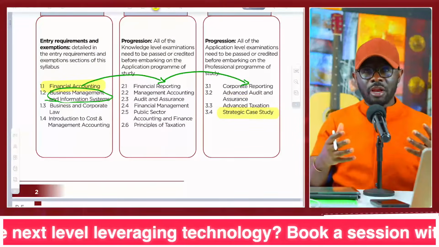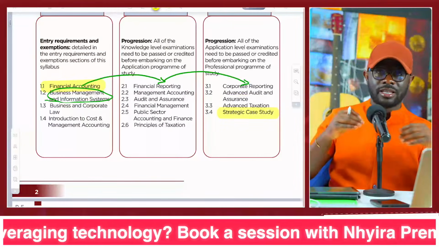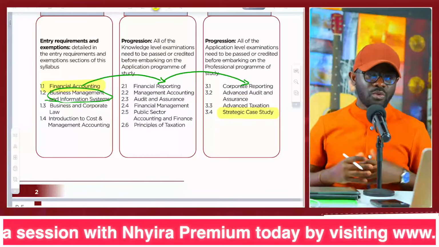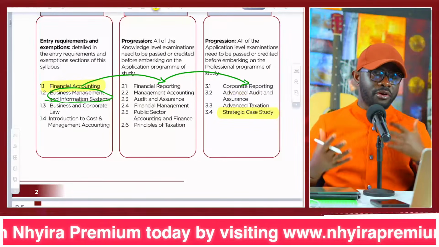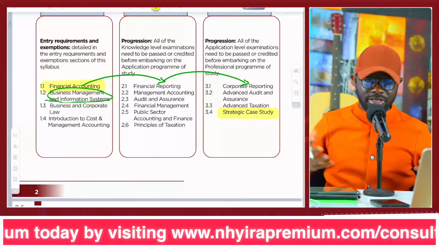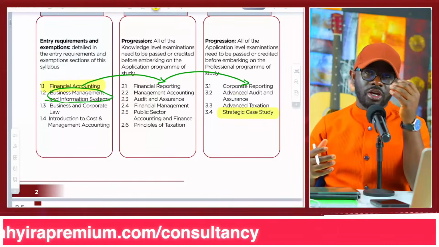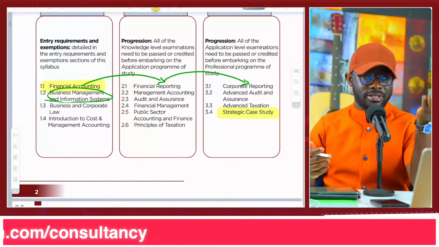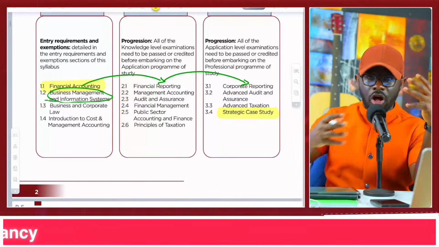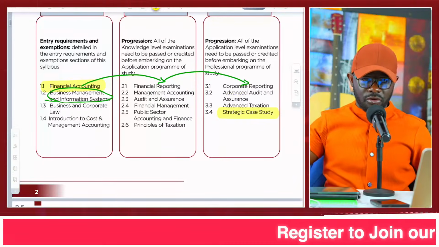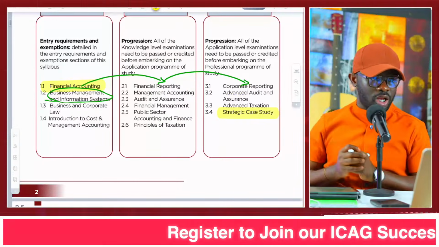We'll get into that in a moment. The third paper in level 1 is business law and corporate law, or business and corporate law. This is where you are introduced to various legal issues in the business environment. And the knowledge there is also important because some of the things discussed under business and corporate law could also spread a little bit across strategic case study when you get to level 3. And we're going to be getting into that as well in a moment.